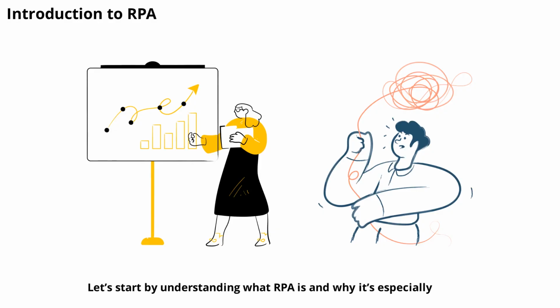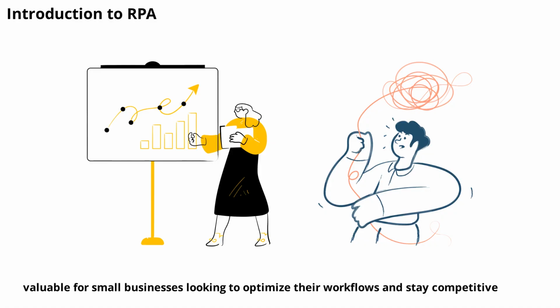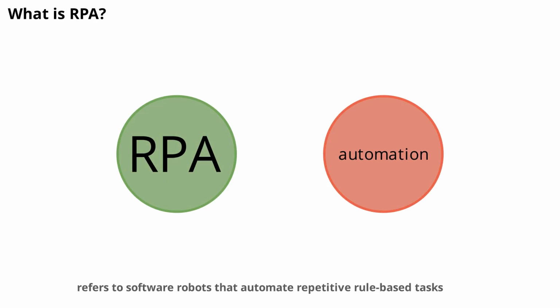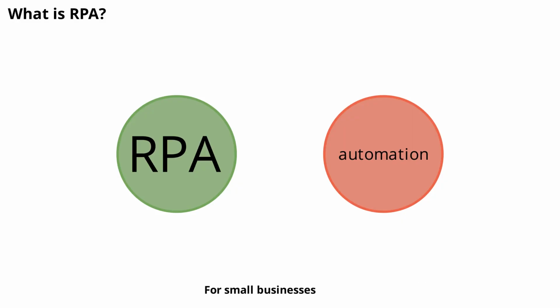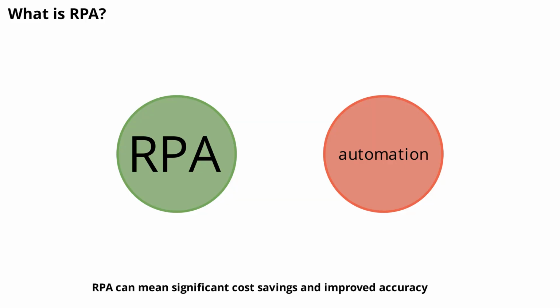Let's start by understanding what RPA is and why it's especially valuable for small businesses looking to optimize their workflows and stay competitive. Robotic process automation, or RPA, refers to software robots that automate repetitive, rule-based tasks. These digital workers can handle data entry, invoice processing, and even customer support tasks, all without human intervention. For small businesses, RPA can mean significant cost savings and improved accuracy. By automating routine processes, employees can focus on more strategic work, driving growth and innovation. Understanding the basics of RPA is the first step in making an informed decision about adopting this technology.